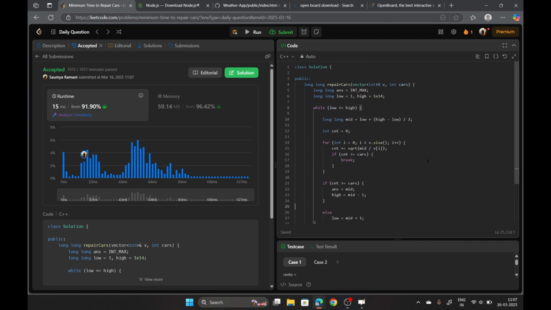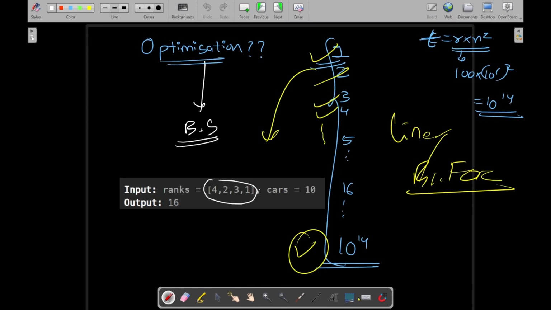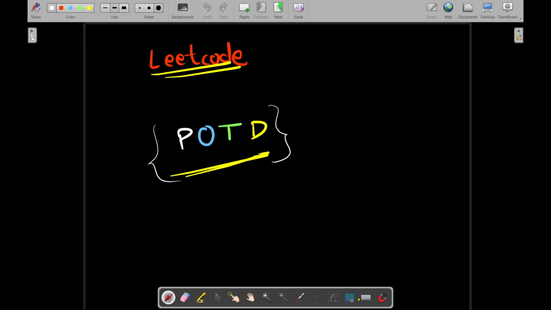And yes, I think that's enough from my side for this problem. Please give this problem a try because it is a relatively easier question. Binary search is the standard approach for this question. Please give this problem a try.